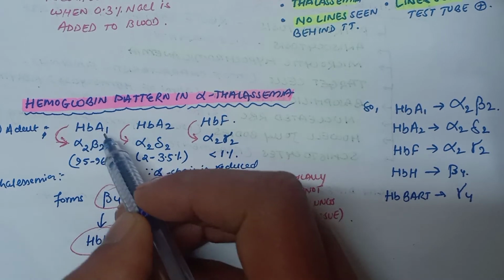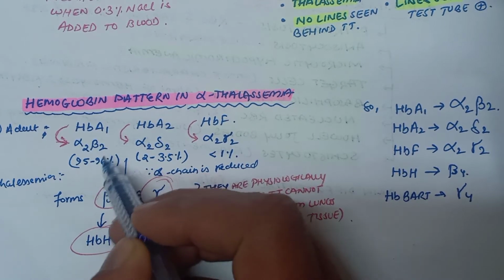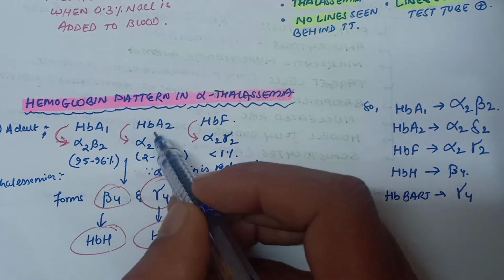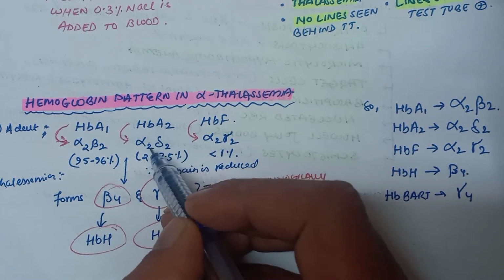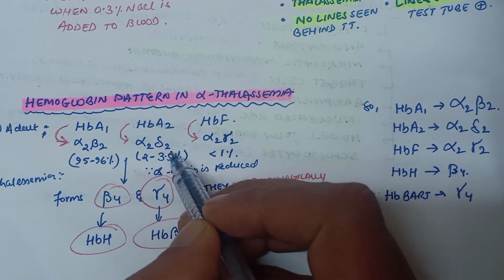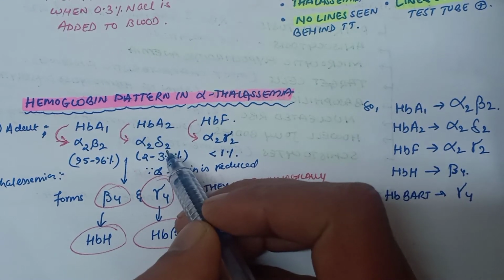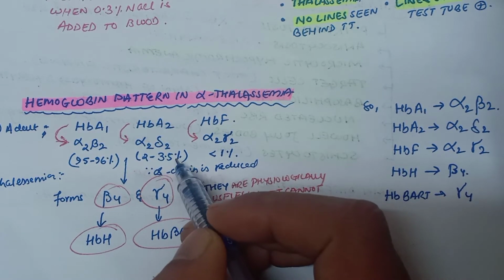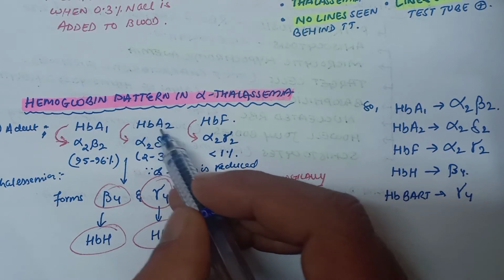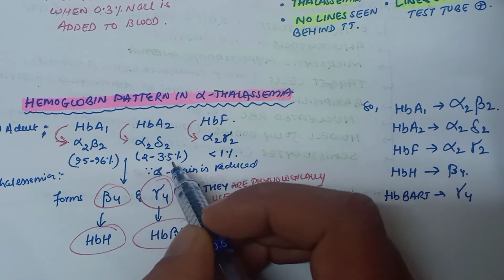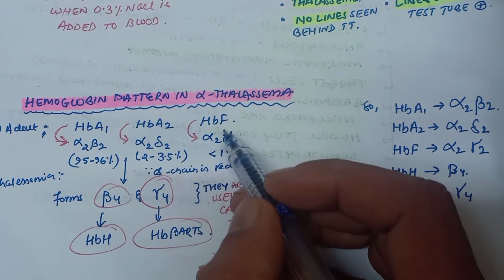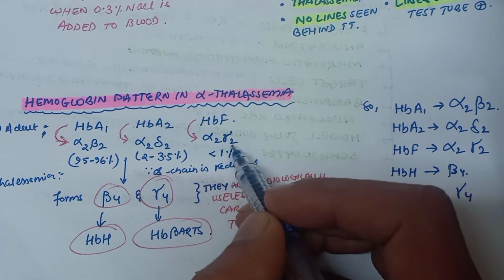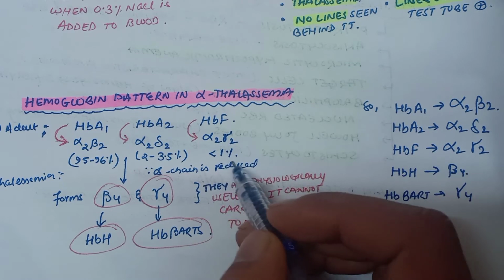So HbA1 will have alpha 2 chain, beta 2 chain, which will constitute 95 to 96%, whereas HbA2 will have alpha 2 and delta 2, and this will be in the range of 2 to 3.5%. So the value of HbA2 is in the range of 2 to 3.5%, whereas fetal hemoglobin will have alpha 2 and gamma 2 and it will be less than 1%.